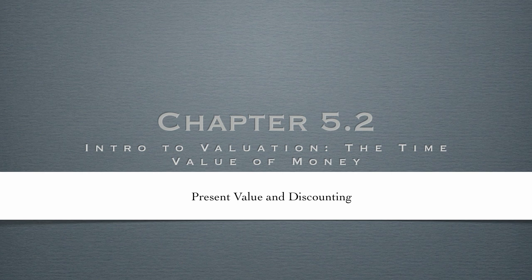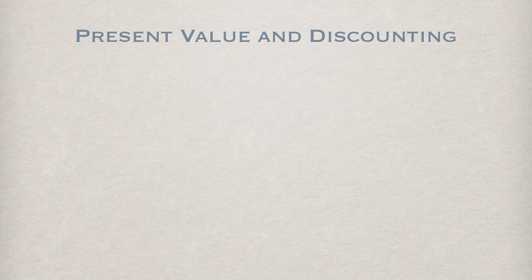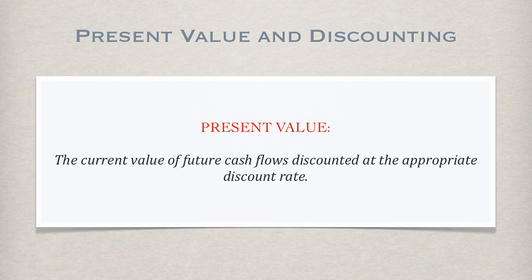Hello and welcome to the tutorial for Chapter 5, Section 2, Intro to Valuation, the Time Value of Money. In this section we'll be focusing on present value and discounting. Before we begin, let's define present value. Present value is the current value of future cash flows discounted at the appropriate discount rate.